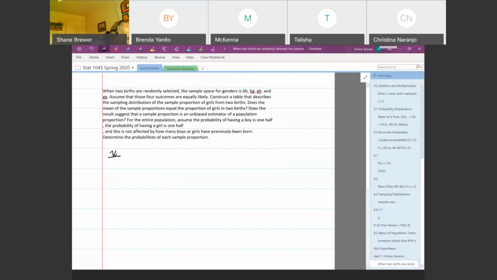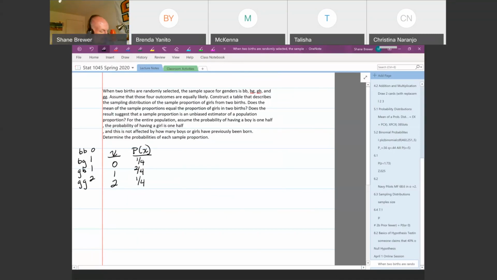So remember, our situations are boy, boy, that's 0 girls. Boy, girl, that's 1 girl. Girl, boy, that's 1 girl. And girl, girl, that's 2 girls. So we're either going to get 0, 1, or 2 girls. This is going to look a lot like what we just did, right? The proportion of 0 girls is 1/4. The proportion of a single girl is 2/4. And the proportion of 2 girls is 1/4.